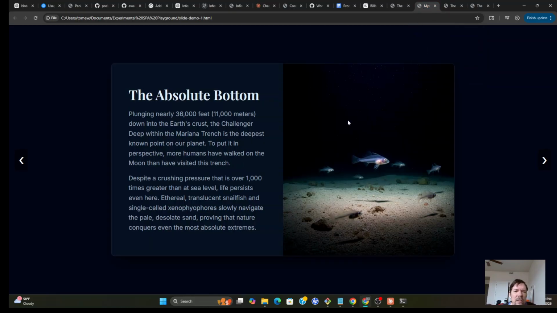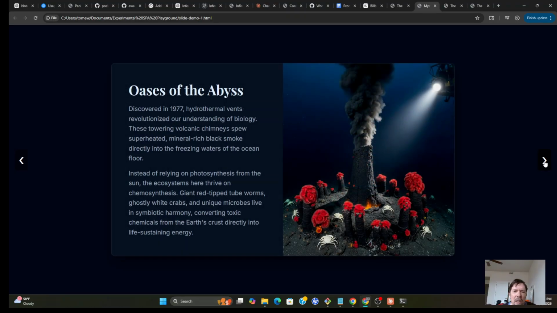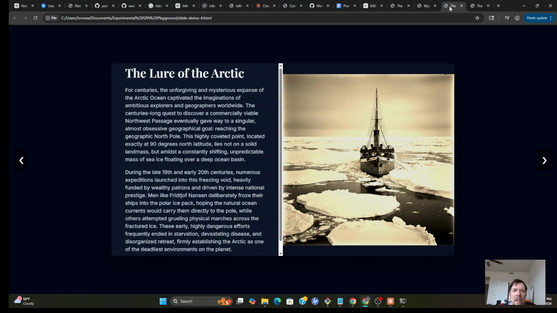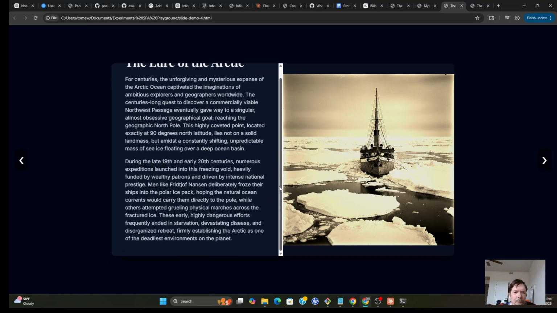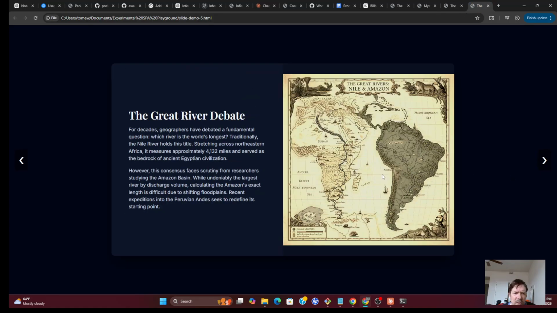The second one is on the Mariana Trench, and this is pretty nice too. It's a bit darker, but quite nice. And then this is on the North Pole, and you can see it was a little bit off on the text, it didn't quite fit. So I asked it to tweak that, and it came up with this last one, which is my favorite one. I think this looks really, really nice.